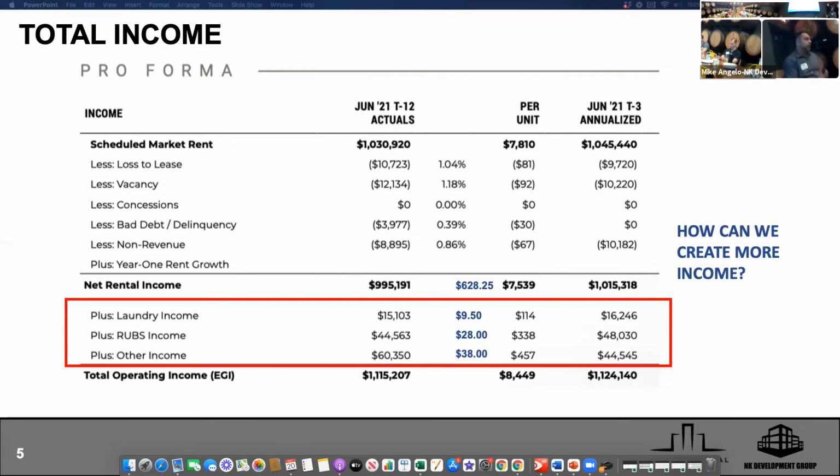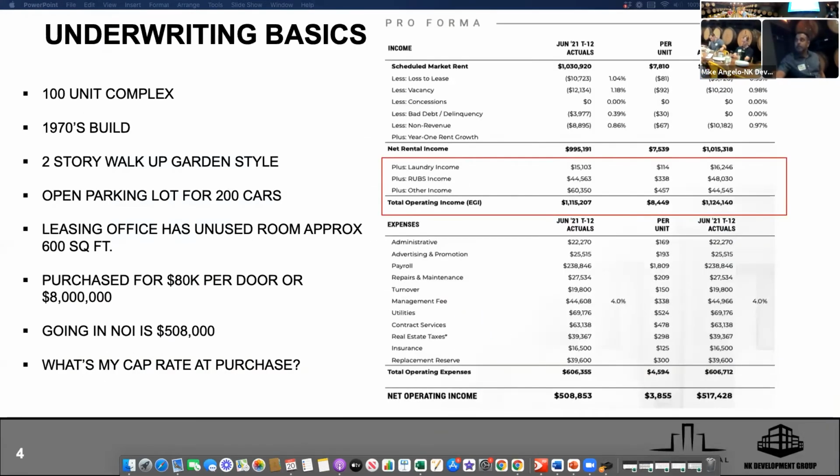We didn't have to do anything to create that. There's no expense associated, so it should drop to the bottom line. If I divide that by 6.3, that's $420,000. So we bought this for $8 million, and by taking one move, which was to increase RUBS by $22 a door, we created almost $500,000 in value. Because again, that's how properties are valued.